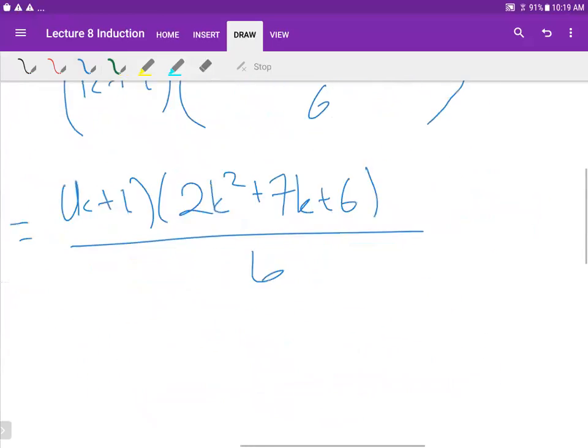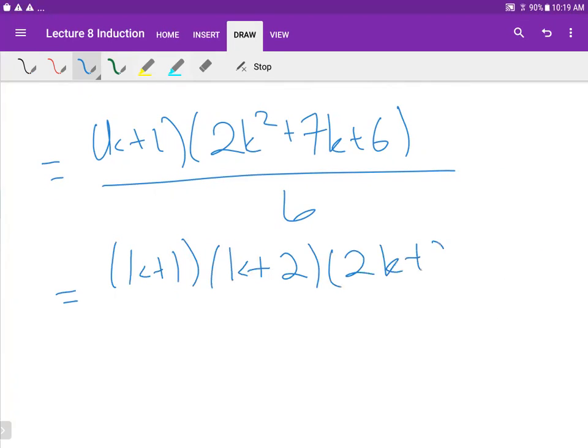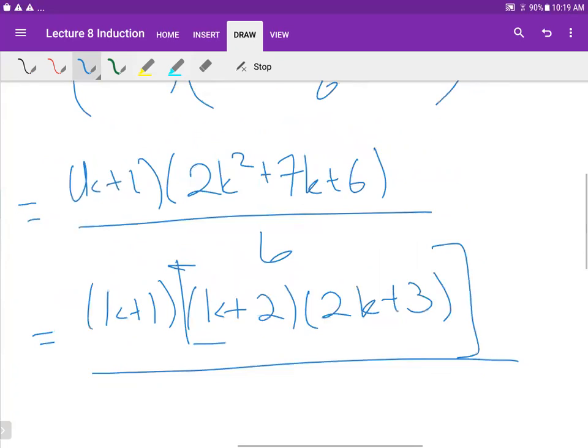Then we can finally conclude that this is equal to k plus 1 times k plus 2 times 2k plus 3, all over 6. We get that just from factoring the quadratic expression here, the 2k squared plus 7k plus 6. You should get really good at factoring these types of quadratics. But yeah, that's the factorization for this quadratic.